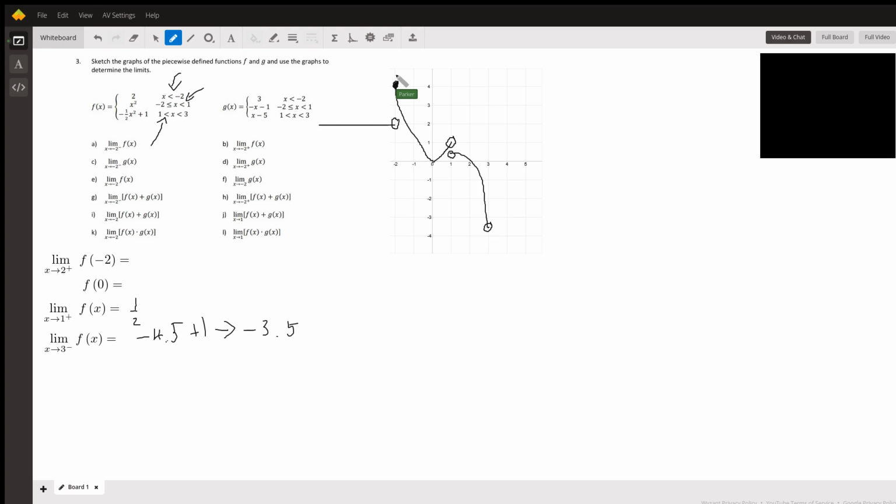The open circles and the closed circles are probably what your teacher really wants you to focus on here, the awareness of how to do it. If you're struggling with graphing this, I would start taking the limits, do f of 0, f of 1 as it approaches 1 from the left, f of 1 as it approaches 1 from the right, f of 2, f of 3, and just keep doing the limits.